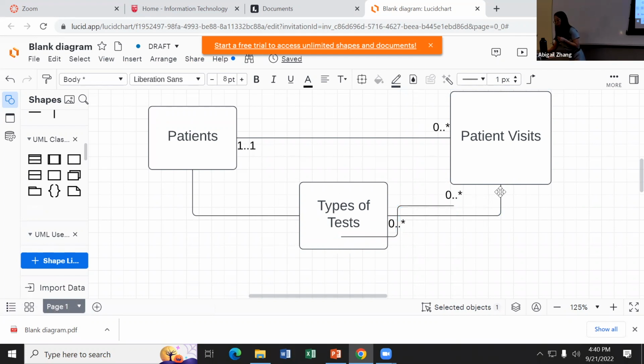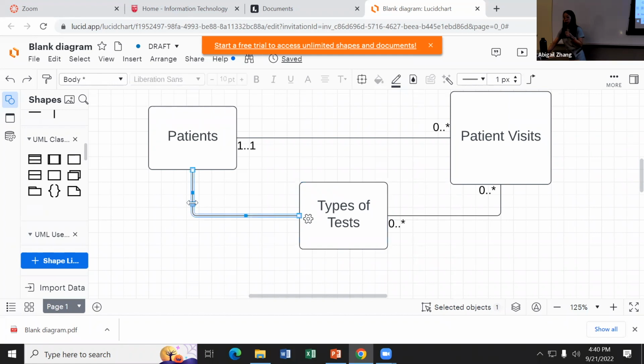Yeah, that's mainly because of the second assumption that we made. Let me see, how can I add that? Okay, here we go. Okay, are we okay with this minimum of 0 and maximum multiple on the patient visit side from the types of tests? Okay, so now the question, should we keep this association between patients and types of tests? Or do you think with this linkage via patient visit is just enough?